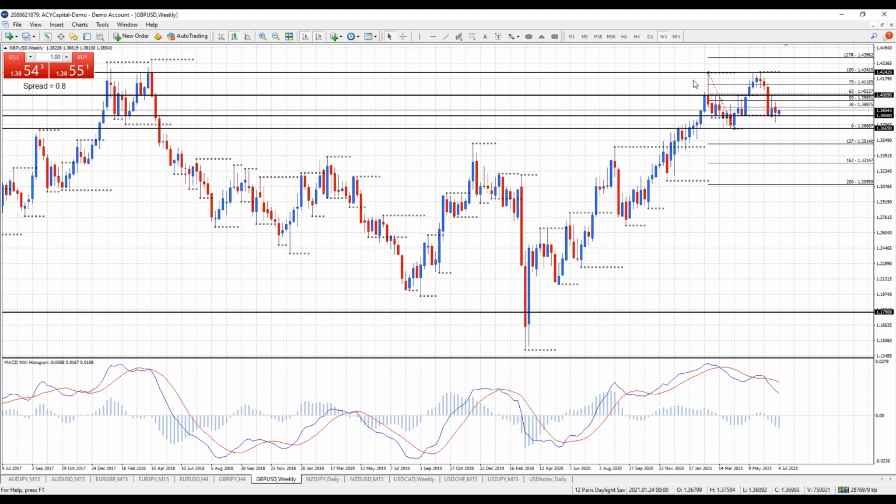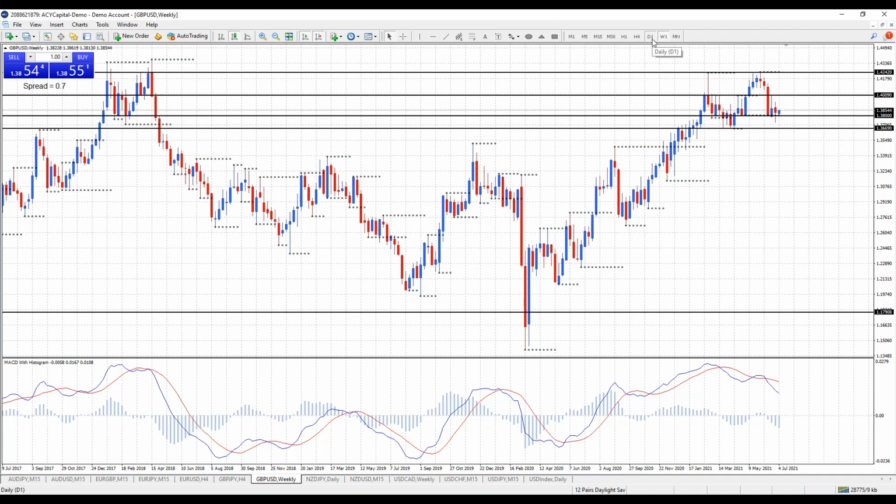That being said, I've got weekly resistance up here at the 140.9 level, and currently it's bouncing on support here at the 138 level. And again, I'm expecting, like on the euro US dollar, a bit of a rally at the moment.